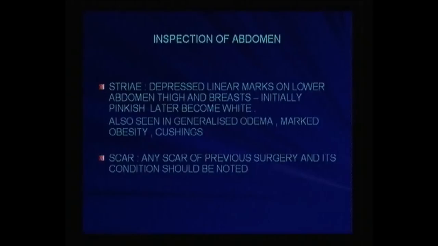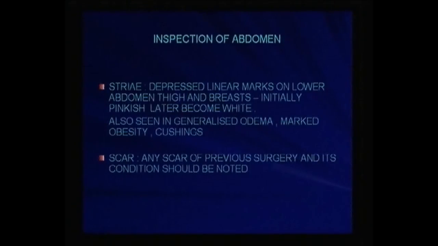Striae are seen in the lower abdomen, thighs and may be seen on the breasts. They are depressed linear marks which are pinkish initially, and as the small capillaries collapse, they become white. They are also seen in conditions where pregnancy is not there, like generalized edema. Wherever there is overstretching of the abdominal wall, striae can be seen, like edema, marked obesity, and they are typically seen in Cushing syndrome.